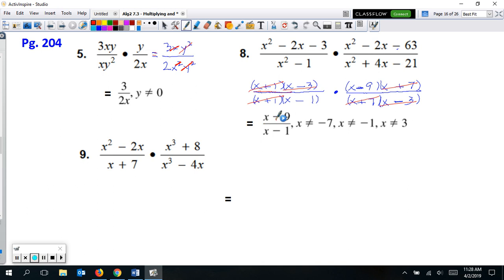You can see already it's revealing the answer there. X minus 9 over x minus 1. That is my answer. But then notice I have all this other stuff here going on behind it, what x can't be.